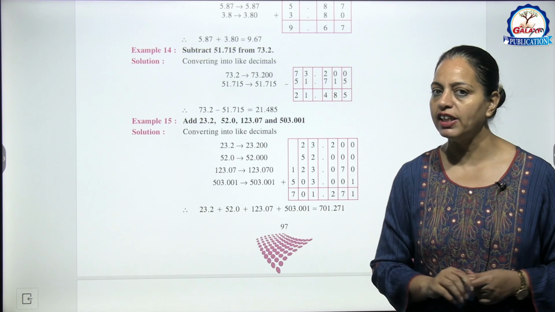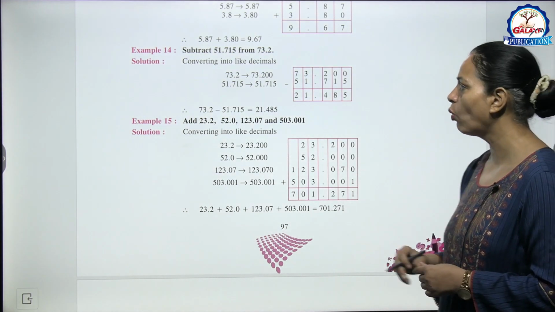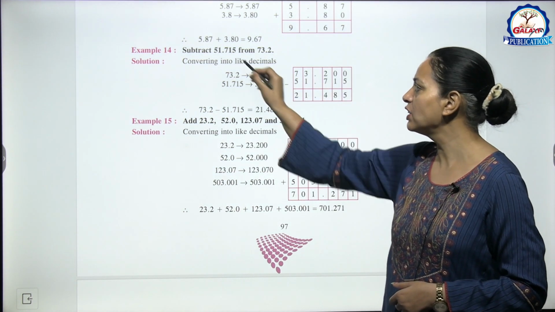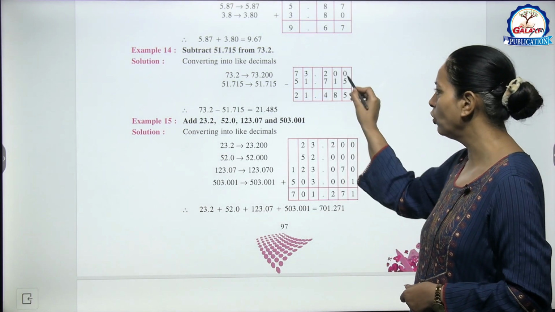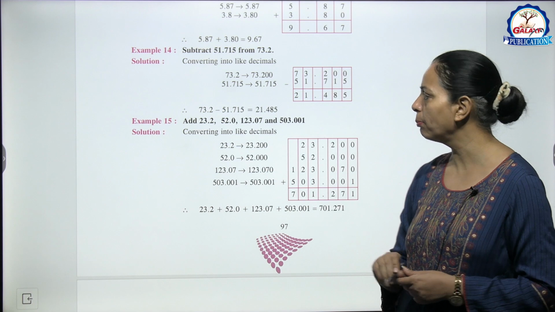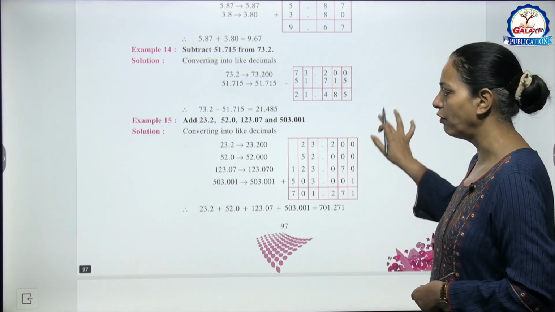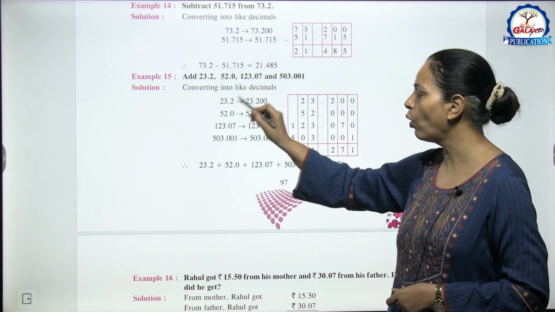Now example 14, subtract 51.715 from 73.2. Convert into like decimals. So 73.2 becomes 73.200 and this is 51.715. दोनों को माइनस कर देंगे. You know very well how to subtract the numbers. So answer is 21.485.